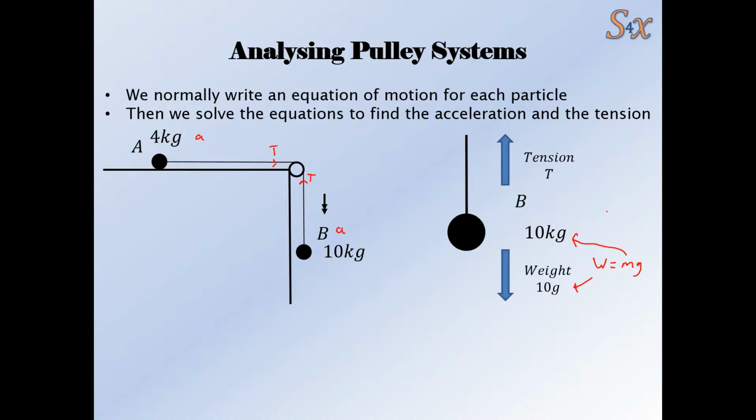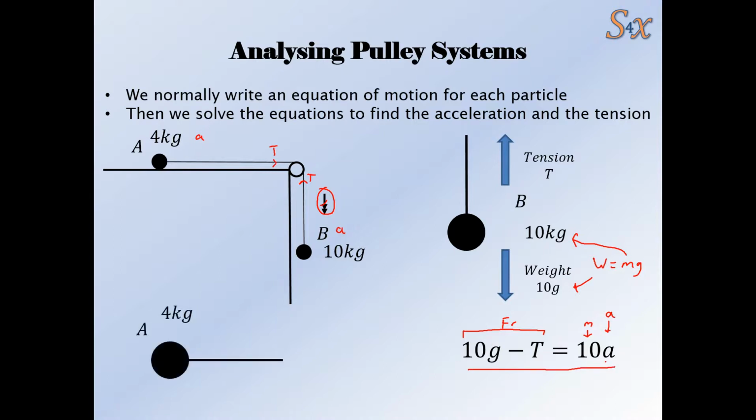We can write an equation of motion now. If you look at our arrow, this system is moving downwards. So I'm going to take the 10g as positive. So I get 10g minus T, which is the resultant force, is equal to the mass, which is here, times the acceleration. Okay, so that's just Newton's second law, otherwise called the equation of motion. And that is my equation of motion for particle B.